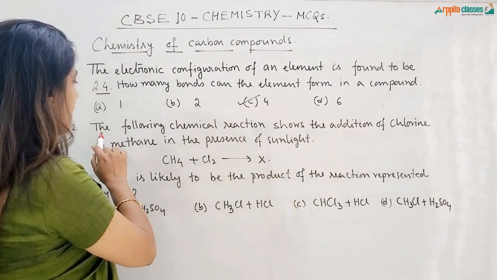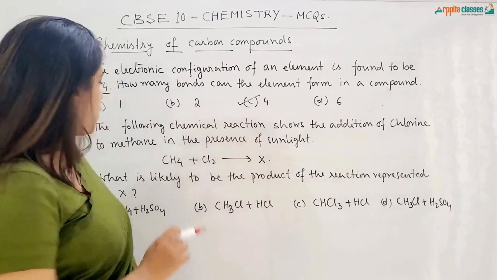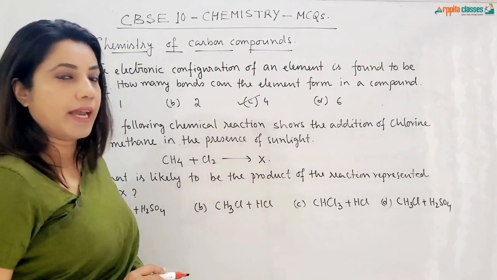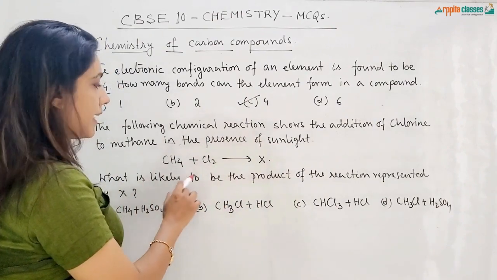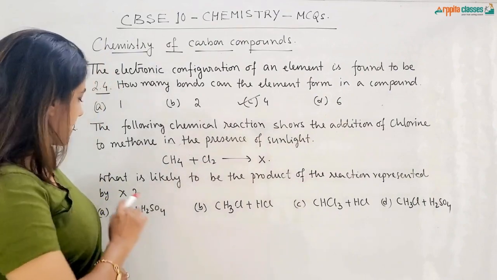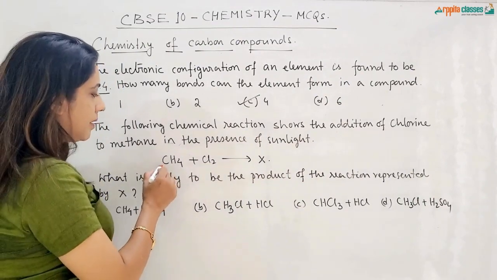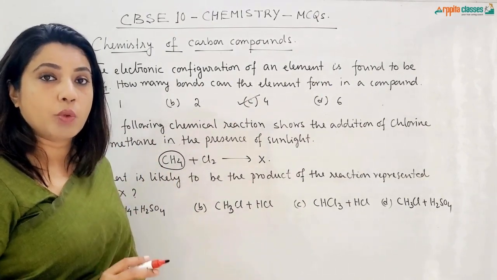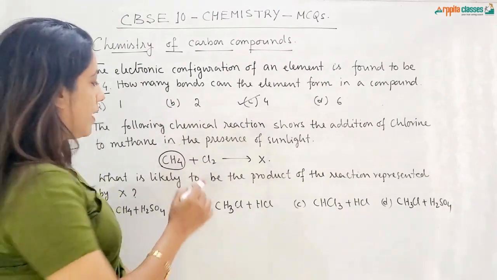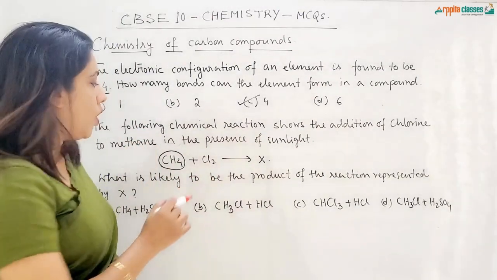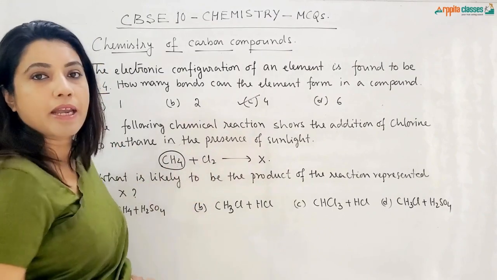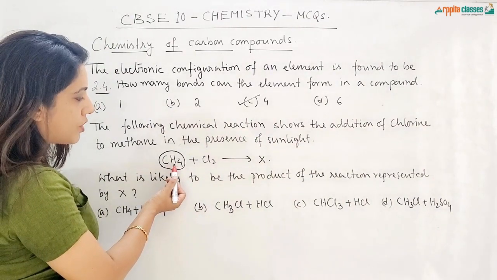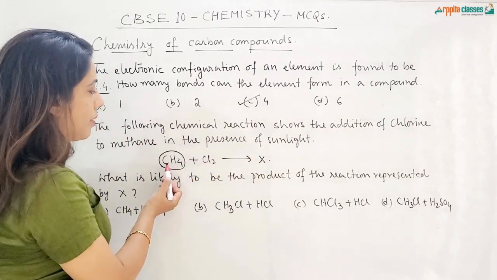Question number 2 is, the following chemical reaction shows the addition of chlorine to methane in the presence of sunlight. CH4 plus Cl2 gives you X. What is likely to be the product of the reaction represented by X? Now we know that methane is a saturated hydrocarbon and the saturated hydrocarbon undergoes substitution reaction. So when methane is reacting with chlorine, one of the hydrogens will be replaced by chlorine and we will get the product with one hydrogen less, so it will be CH3 and one chlorine will be introduced. So it will be CH3Cl.